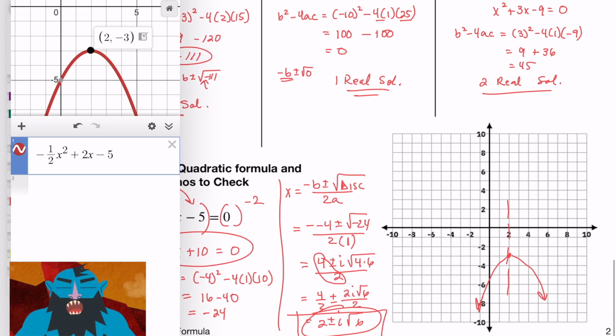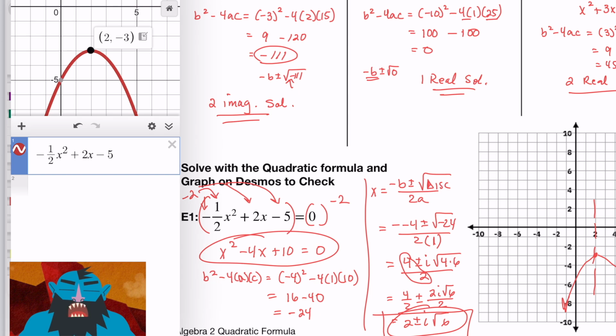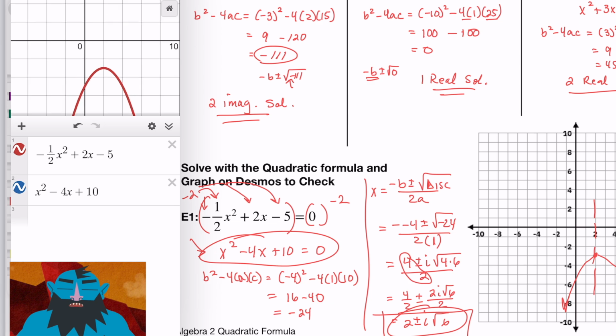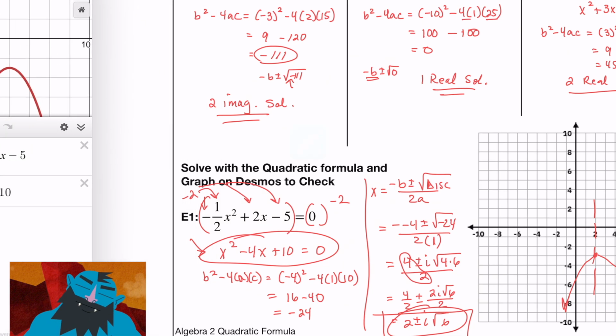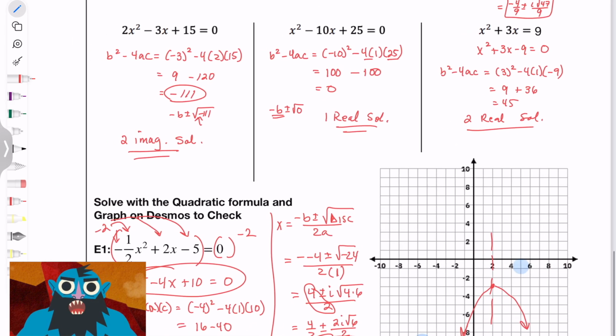Alrighty, and it wouldn't matter. We could graph this other one as well. The cleaner problem, x squared minus 4x plus 10. It's going to graph differently, but they will have the same values that give you your zeros, even though they are imaginary. So they have exactly the same solution sets. Alrighty, that's it, and you should be good to go on the assignment.